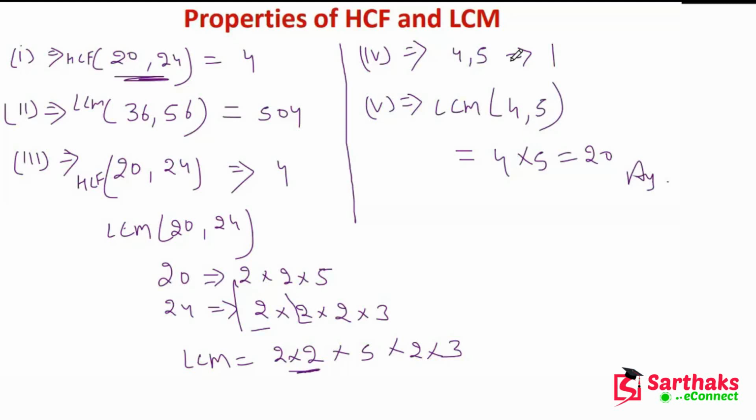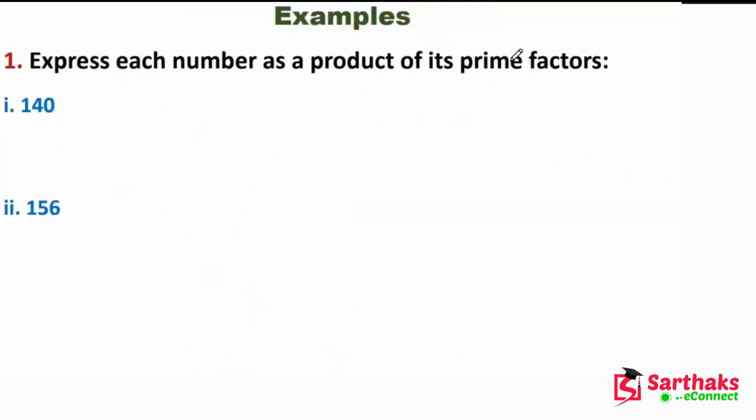So these are the properties of HCF and LCM. Okay, so now let's move on. Now we are doing examples. So the first question is: express each of the following as a product of its prime factors. So now we have to convert it into a product of prime factors. The first question is that we have to find the prime factors of 140. So let's do it.